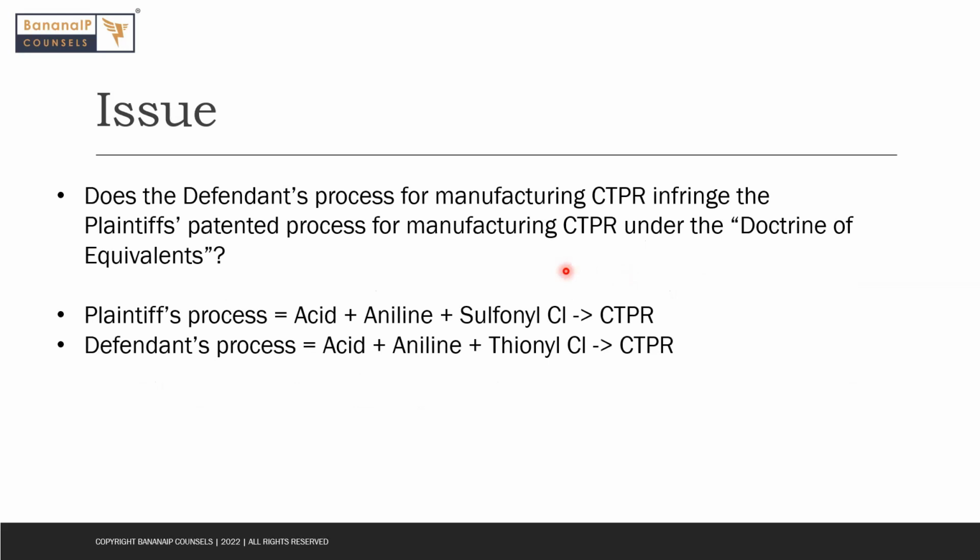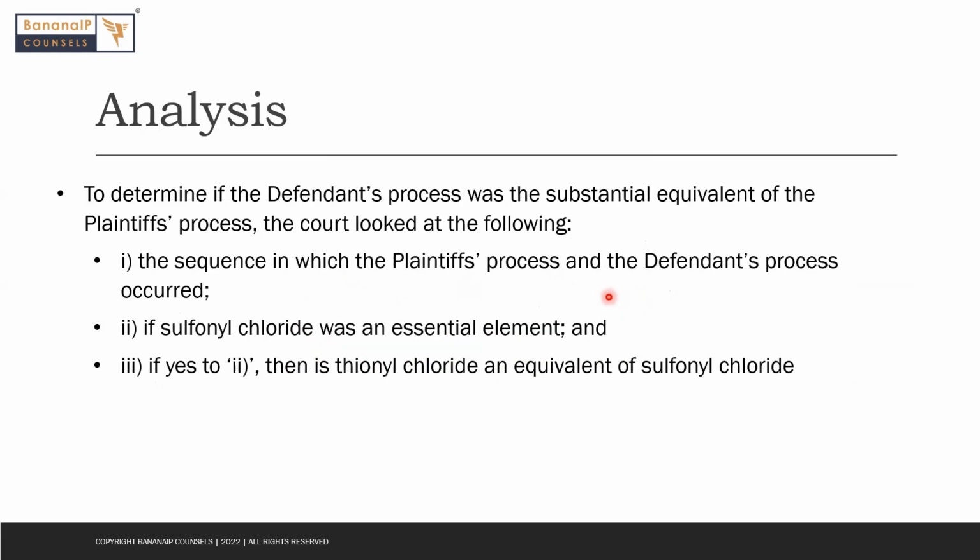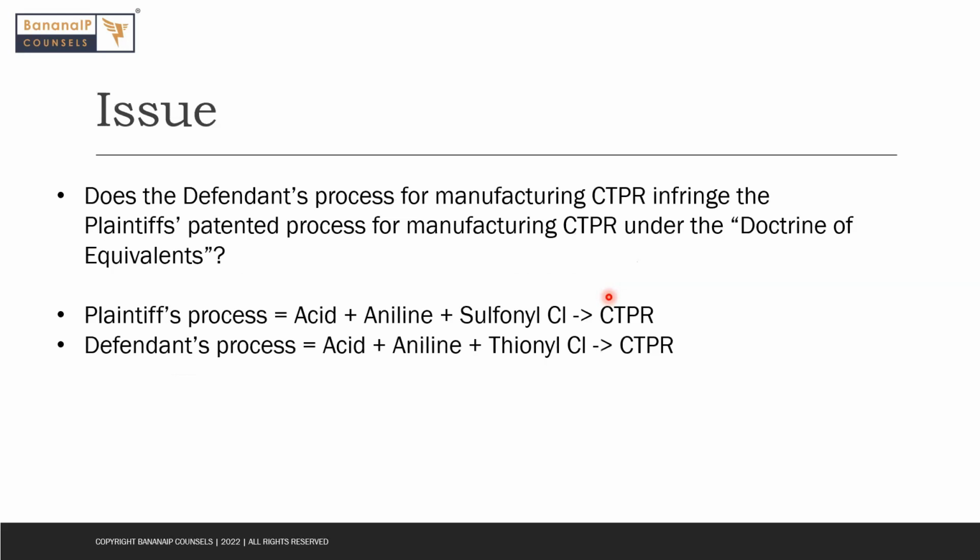And just to give you a recap, the plaintiff's process was combining an acid with an aniline compound and sulfonyl chloride to obtain CTPR, and the defendant's process was combining an acid with aniline compound and thionyl chloride to obtain CTPR. So, in order for the court to determine if the defendants did infringe under the Doctrine of Equivalence, the court first looked at the sequence in which the plaintiff's process and the defendant's process had occurred.